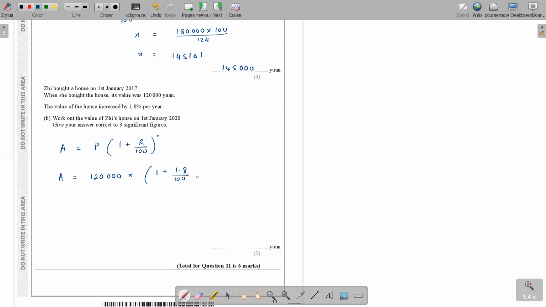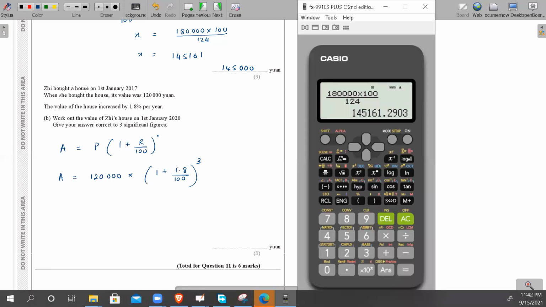You don't have to add the rate, it's increasing. Even though it's increasing, you don't need to add the percentage to 100 because that is already accounted for by the 1. When you add 1 plus this, it will add that 100% here. So you don't need to specially add it again. So just apply the rate to the formula and then n is 3. Okay, so 120,000 into 1 plus 1.8 over 100 to the power of 3. So just type the whole thing in the calculator.